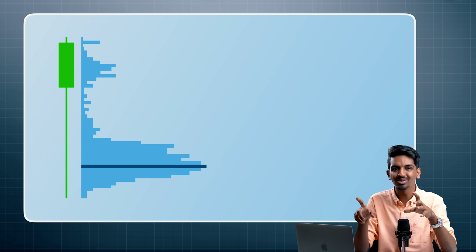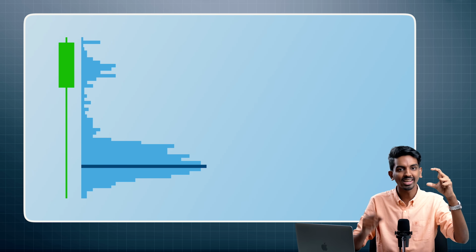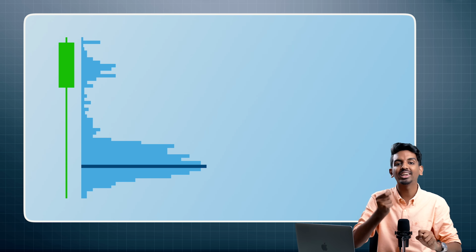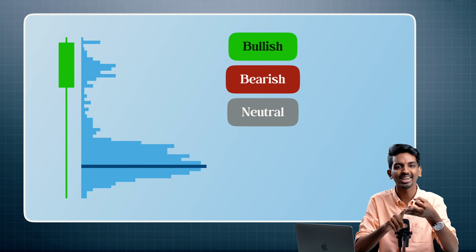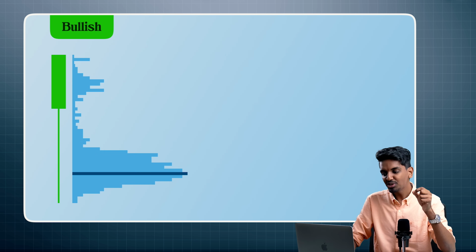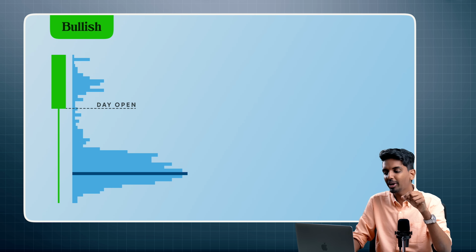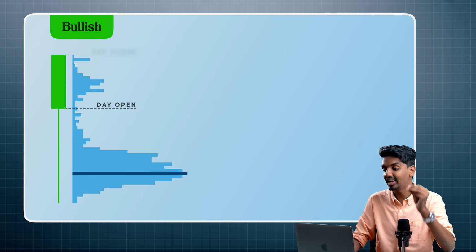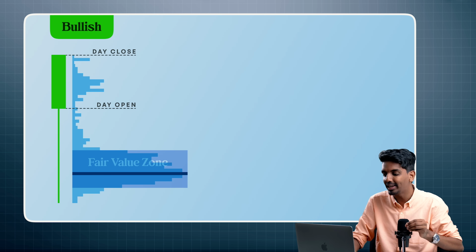Now you've plotted this volume profile tool, but the most important part is reading this candlestick along with the volume profile to understand whether it is a bullish candle, a bearish candle, or a neutral candle. Let's start with a bullish example. So you can see that price started at this level, it moved down throughout the day, but it moved back up and closed at the day's high. But where is the volume profile here? Where is fair value being traded?